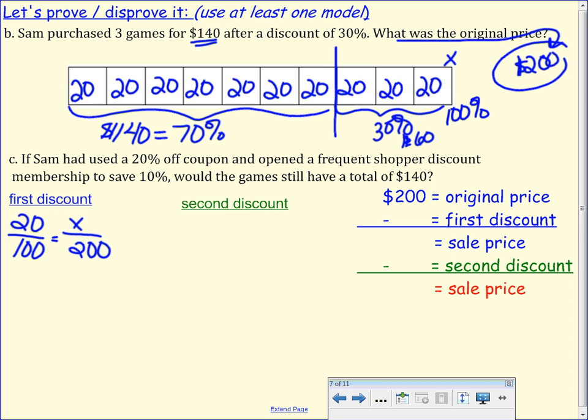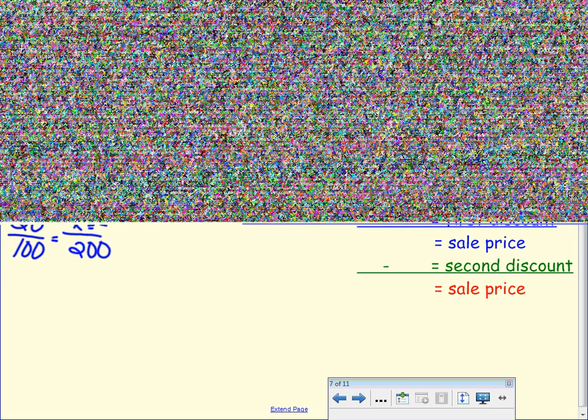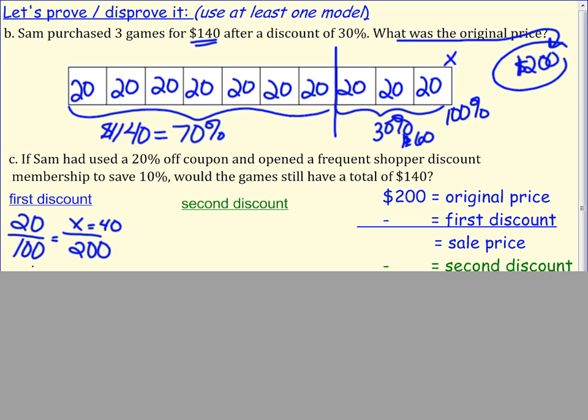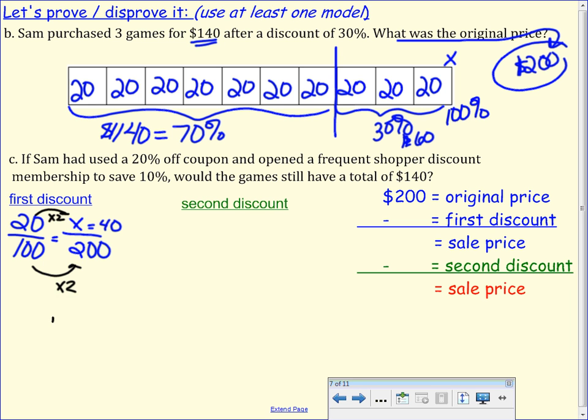What am I saving? I don't have to do any reducing. I can see the relationship right here. Okay, so X equals $40. He was able to figure that out because 100 times 2 gave me 200. So 20 times 2 is 40. So my first discount is going to save me $40.